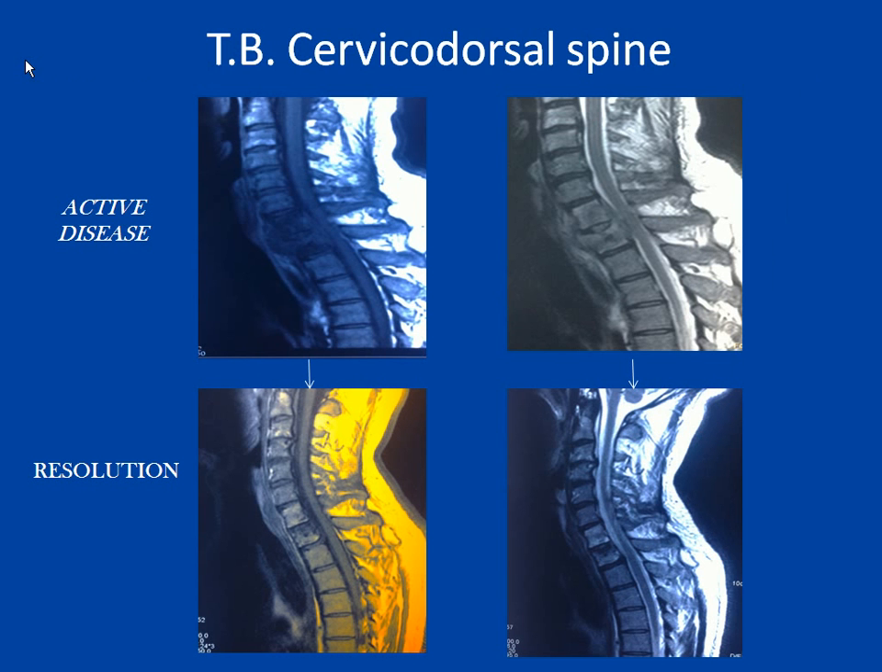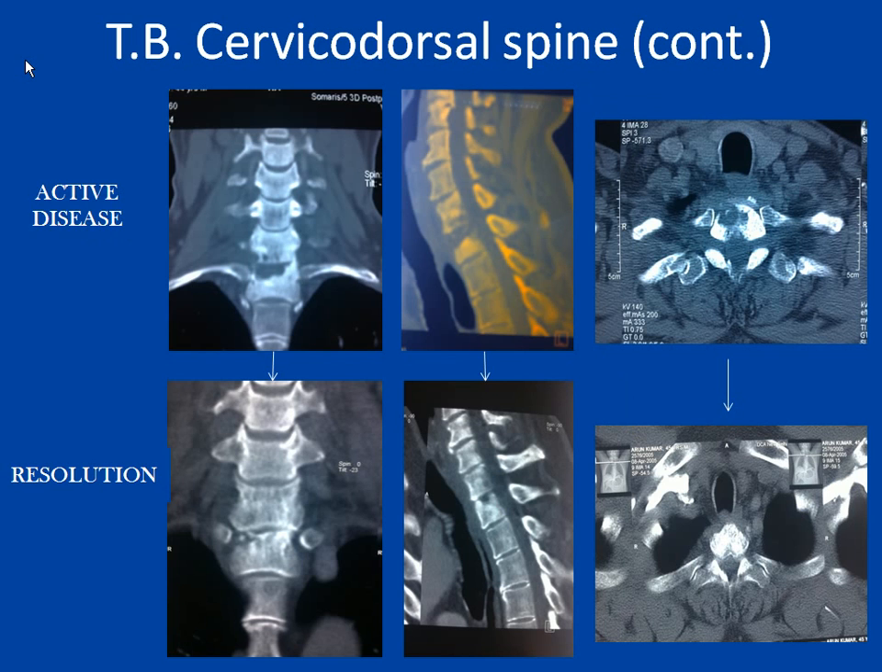Another example of an active disease in the cervicodorsal region, and a complete resolution of the disease in about 9 months' time. And this is what it shows on a CT scan. You have destructive changes right at the cervicodorsal region, and with 9 months of anti-tubercular treatment, the patient has complete restoration of the vertebral body, and healing with sclerosis has taken place.